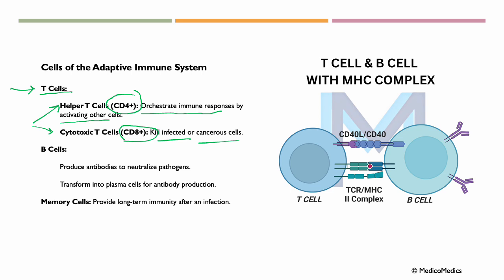Furthermore, in our adaptive system, we have our B cells. These are involved in producing antibodies to then neutralize pathogens. And these B cells transform into plasma cells for antibody production. We also have memory cells. These provide long-term immunity after an infection.